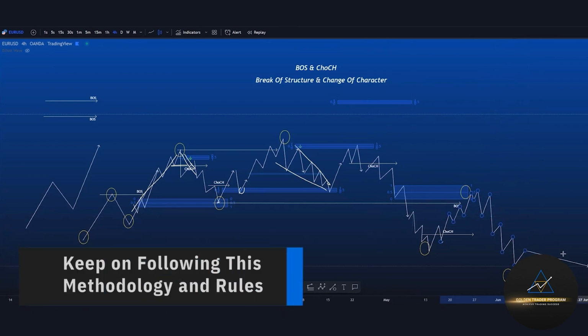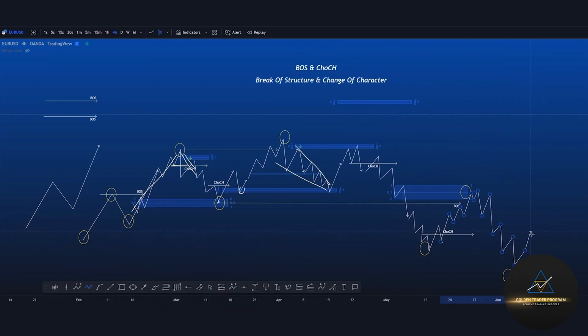Just keep on following this methodology and rules, and you just find trading to be a lot easier than it should be, honestly. It's just very, very simple. If you just wait for confirmation, quote, change of character, be aware of the main trend, right? What is the main trend? Such as this here, this is our main trend. Let me just do another. Just be aware of the main trend.